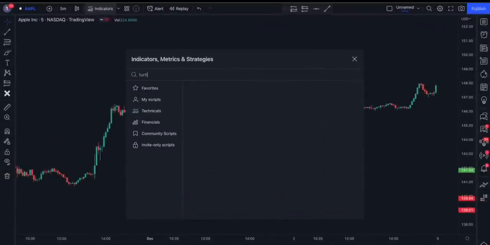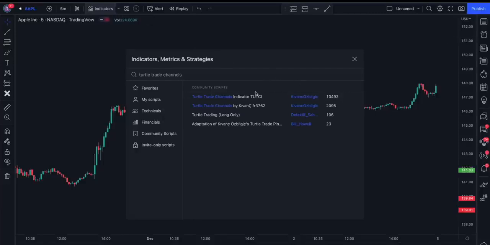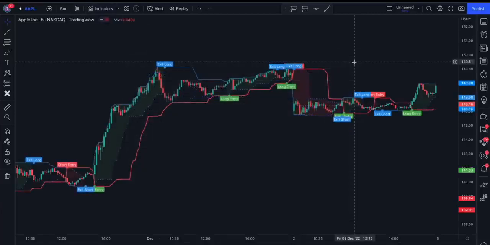Okay, so in order to find the last indicator, you need to type in Turtle Trader Channels, and you need to select the first one that has over 10,000 likes. The Turtle Trading Channels indicator is a trend following indicator which has been developed to generate simple trend-based signals.